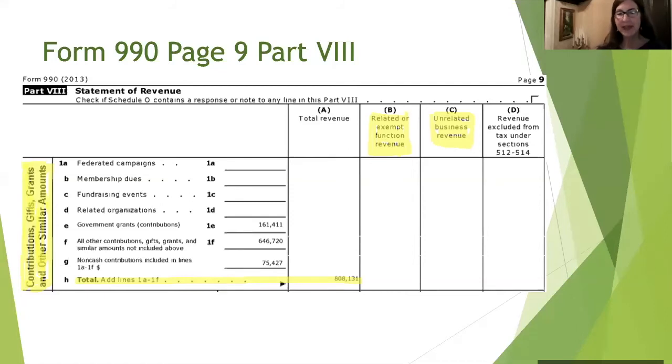You can see that there are columns B and C here. It's sort of, if they're from a related function, not the main program function, or if they're unrelated business income, you would report that here. You would break out those line items into the appropriate categories. Okay, next.